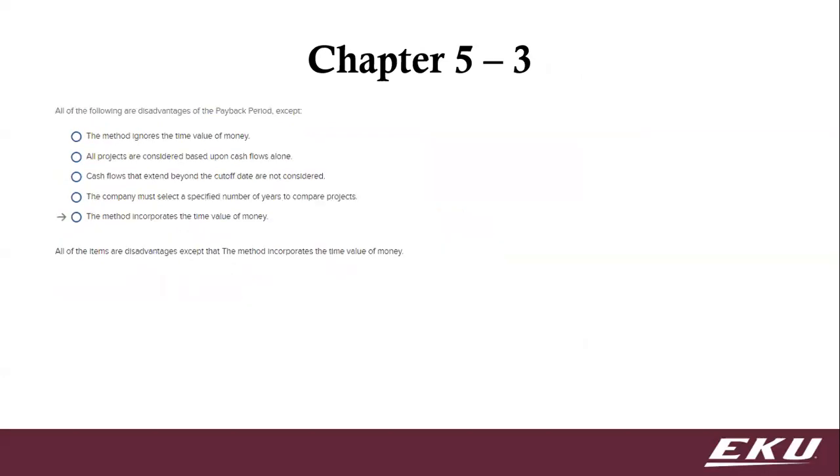Okay. As far as the disadvantages, I already said, the problem is it does not incorporate the time value of money. So this one's worded a little strangely because it says which one is a disadvantage, except. So, but yeah, the problem with payback is there's not a time value of money, but it is an easy calculation, right? And sometimes people will like easy calculations.